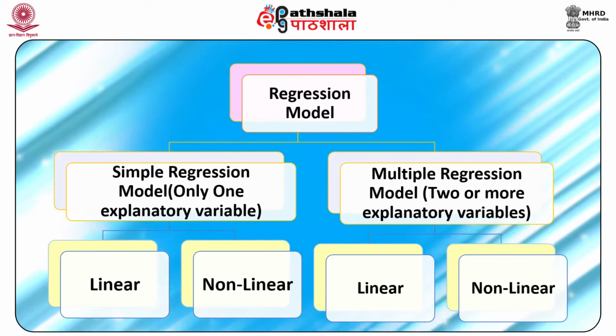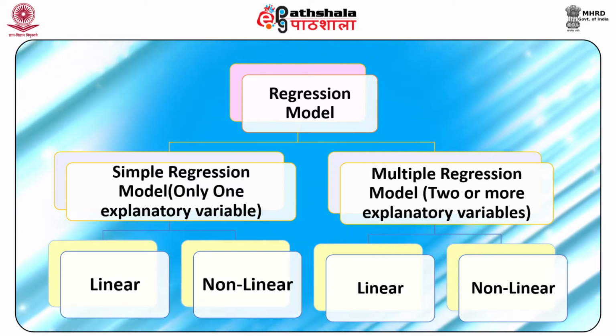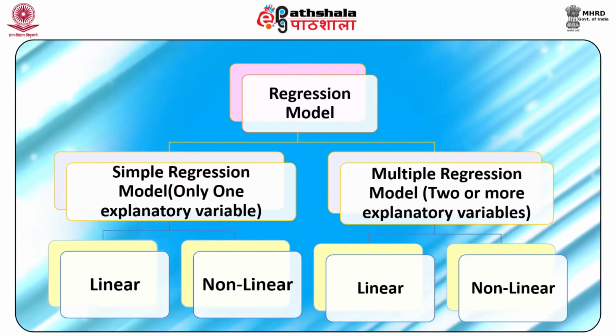So in a way we have a four-way classification: regression model divided into simple and multiple, and each one of them further divided into linear and non-linear regression models. In simple regression model, the number of independent variables is 1, while in multiple regression model it is more than 1. The term linearity also has different meanings.